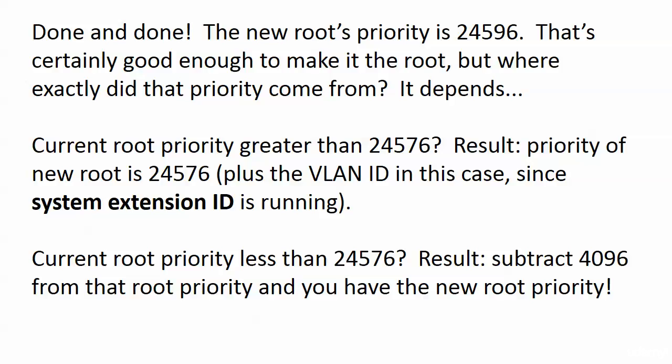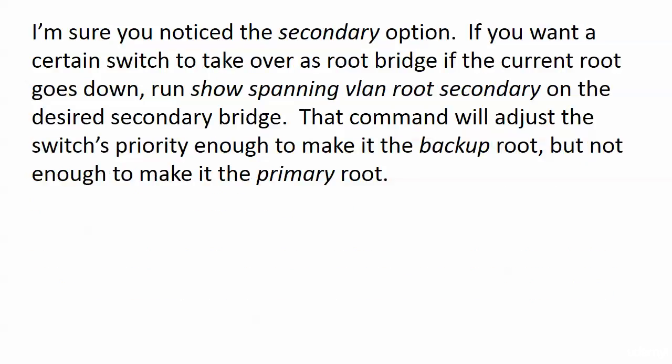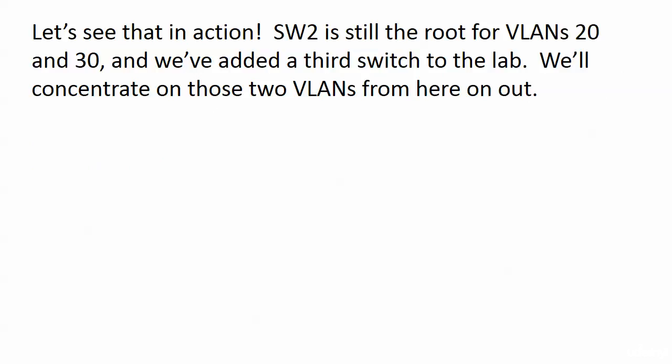4,096 will come into play in a couple of videos as well, so it's a good number to remember. And let's go ahead and take a look. With that secondary option, we chatted about that. We're going to use that in our next lab, because what happens is when you run spanning-tree VLAN root secondary on the desired secondary bridge, that command will adjust the switch's priority enough to make it the backup root, but of course not enough to make it the primary root. And we're going to see that in action here in just a moment.